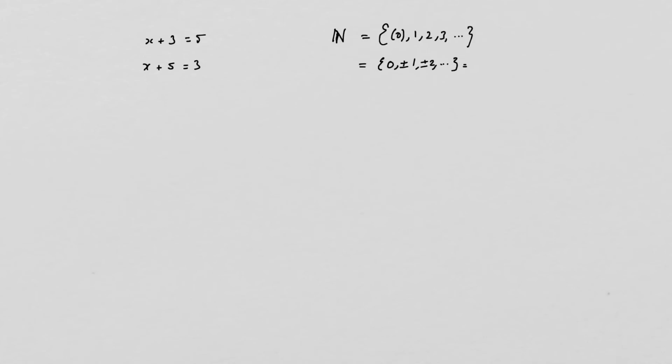Another way that this is sometimes written is ... minus 2, minus 1, 0, 1, 2, ... And this is called Z. And we use Z because that comes from the German for number, which is Zahlen.